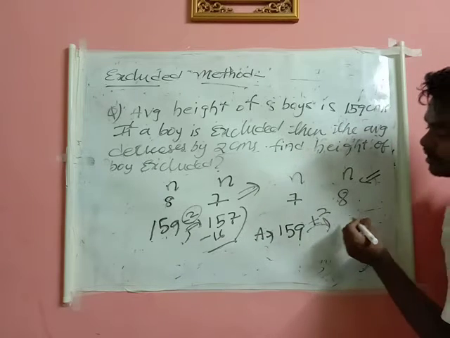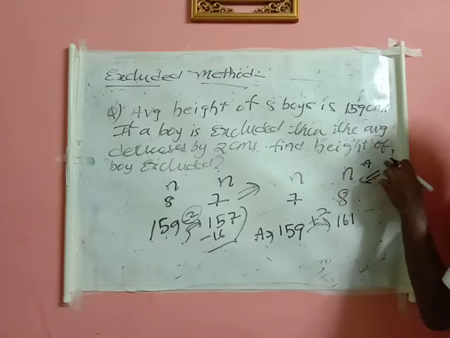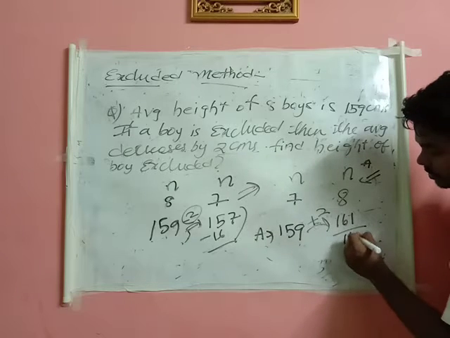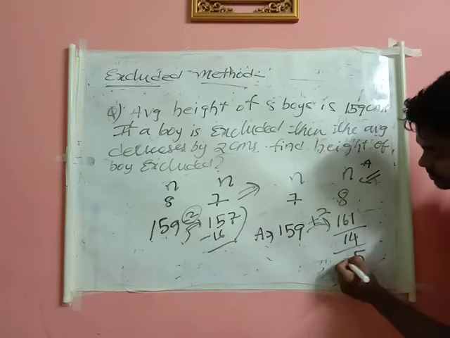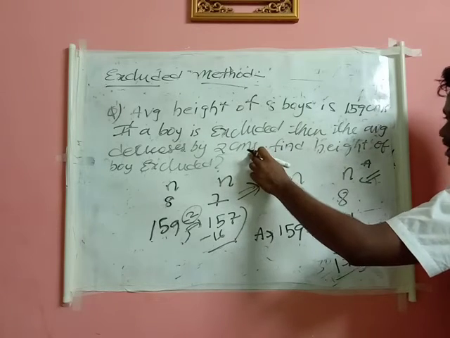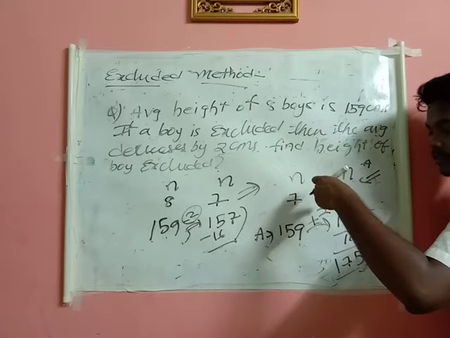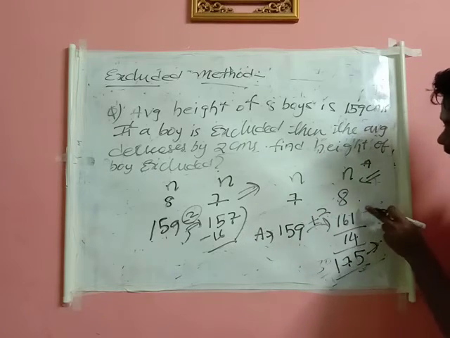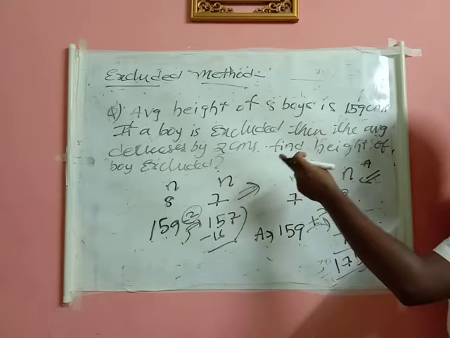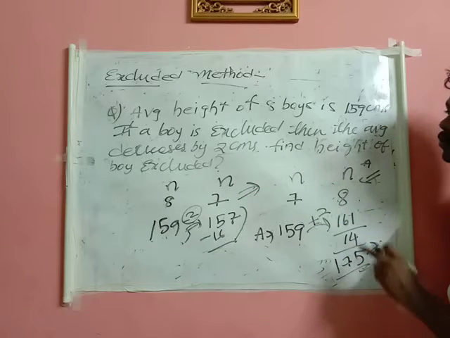So what is 159 plus 2? 161. Now he is asking me what is the height of the student included. Now 161, 7 into 2 is 14. 4 plus 1 is 5, 1 plus 6 is 7. 175. So the height of the student excluded is 175 centimeters. So here, the height of the included student, 175 centimeters, is equal to the height of the student who is excluded, right? Hope you got this, right?